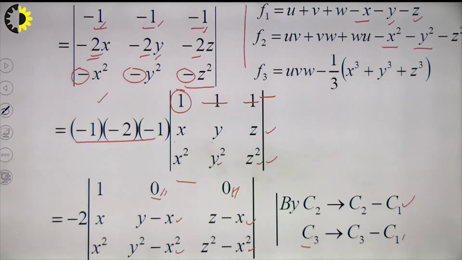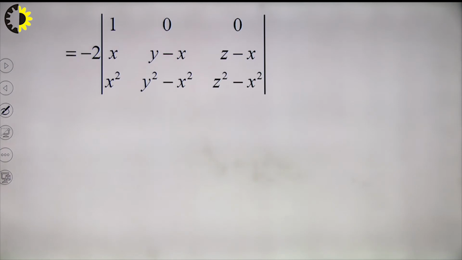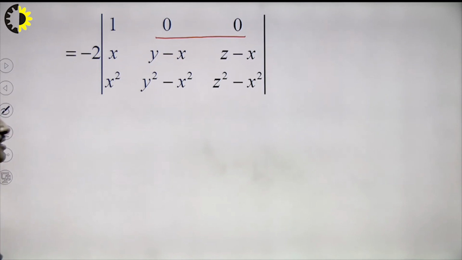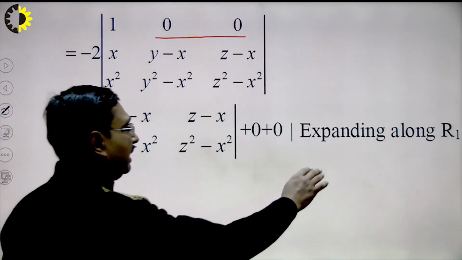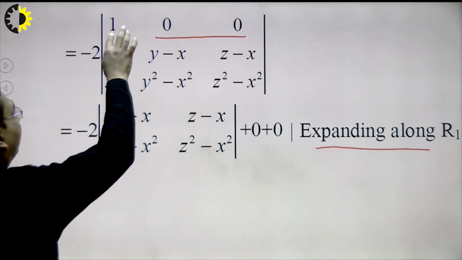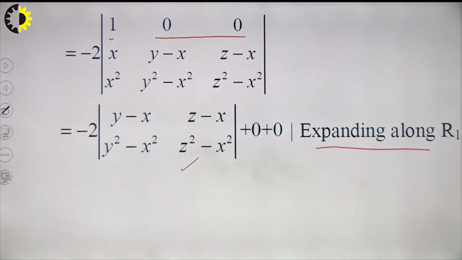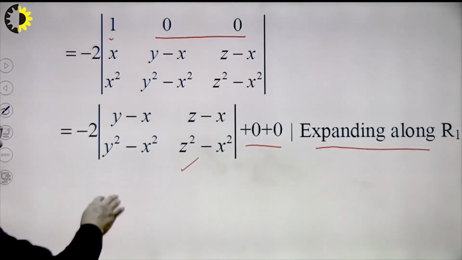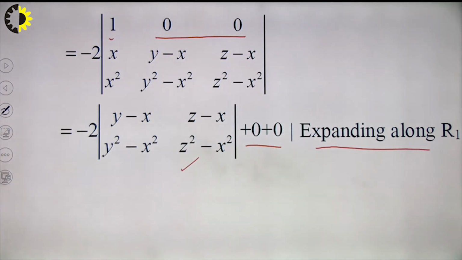Now, we shall further simplify this determinant. Here, we observe that the first row has two zeros. Therefore, expanding this determinant along first row will convert it into a 2 by 2 determinant, which is easier to manipulate. So, I expand along R1. Expanding along R1, I obtain 1 times this 2 by 2 determinant plus 0 because remaining elements are 0. Now, this can be further simplified.